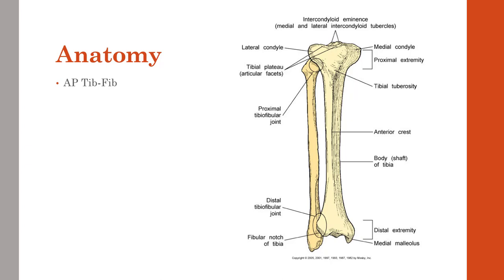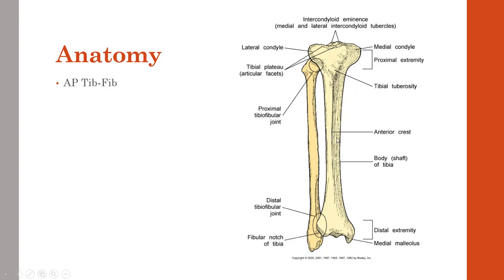So your AP tib-fib. Up here on this flat portion, starting at the proximal end of your tibia, you have these two bumps. These are called your intercondylar eminence. You have a medial and a lateral. They're also called tubercles, so medial and lateral intercondylar tubercles. You have a lateral condyle, a medial condyle, a tibial tuberosity on the anterior portion of that tibia. You have your proximal tibiofibular joint. You also have a tibial plateau, which is that flat surface right around those eminences.